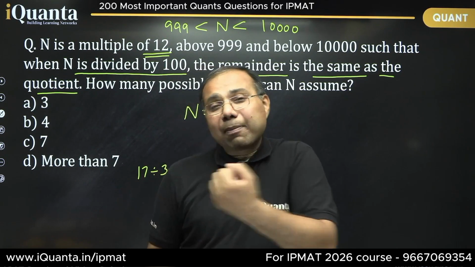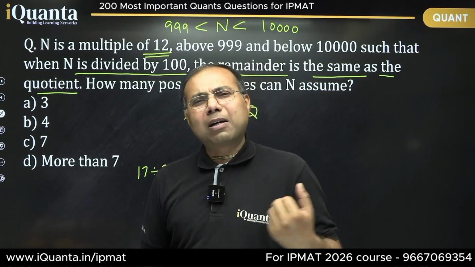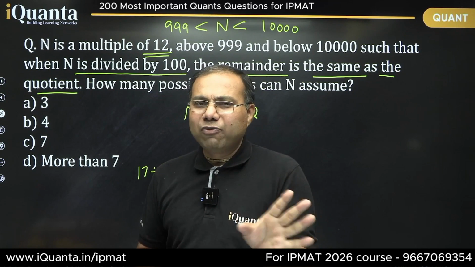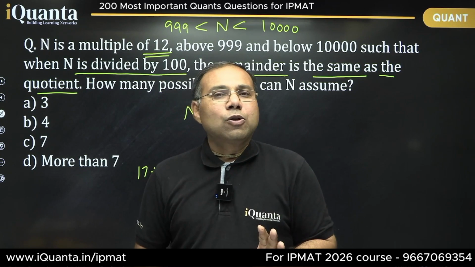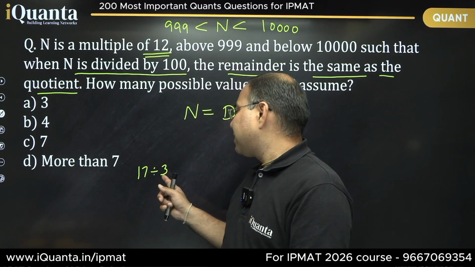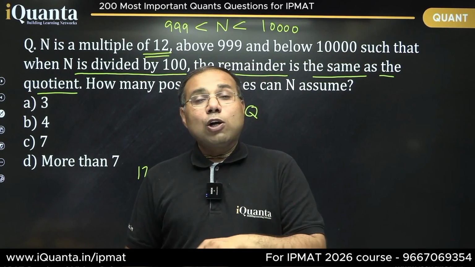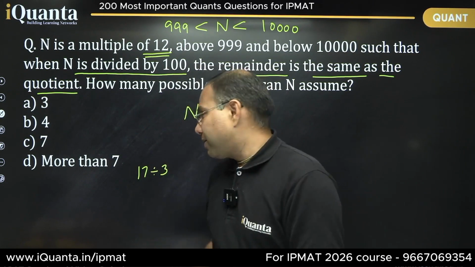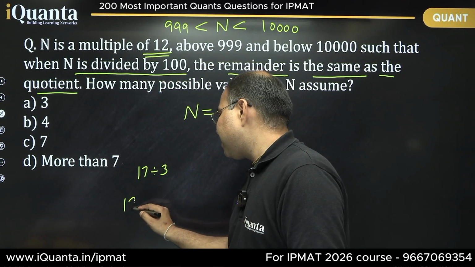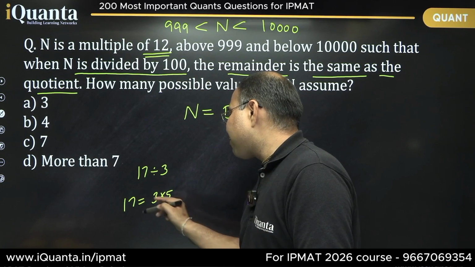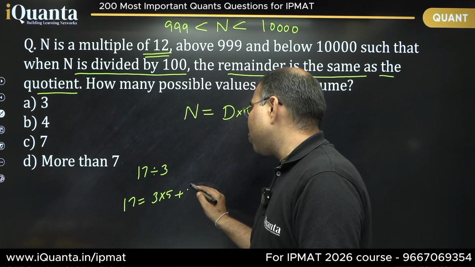So 3 once subtracted, 2 times, 3 times, 4 times, 5 times, maximum how many times can you do it? 5 times, right? We are talking about the positive part only, not looking for negative remainders right now. So 5 times you can subtract 3 from 17, so 5 becomes my quotient here. Whatever is remaining becomes the remainder. So we can write 17 as 3 times 5, plus the remaining part, 2. So this 2 becomes the remainder.